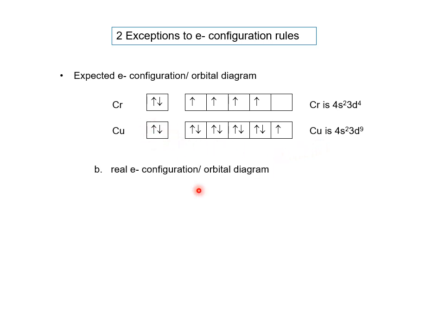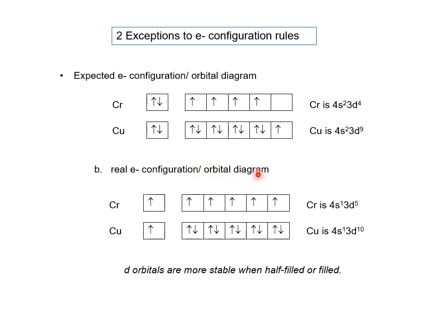But in reality, the real electron configuration or orbital diagram takes one of the electrons from the 4s and places it in the 3d. Likewise for copper, one of those 4s electrons is placed in the 3d. The reason this happens for chromium and copper is that the d orbitals are more stable when they are half filled or if they're completely filled. Notice that in this form, because these d orbitals are either half filled or completely filled, they are more stable.